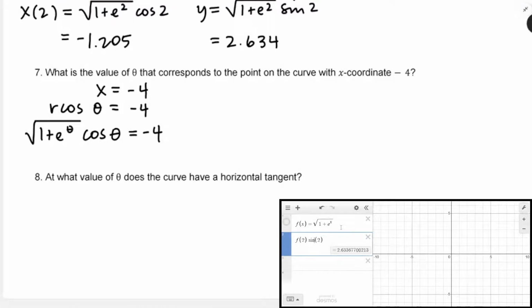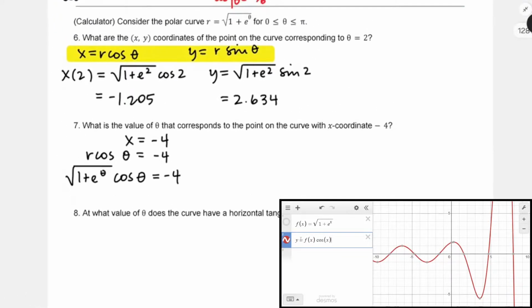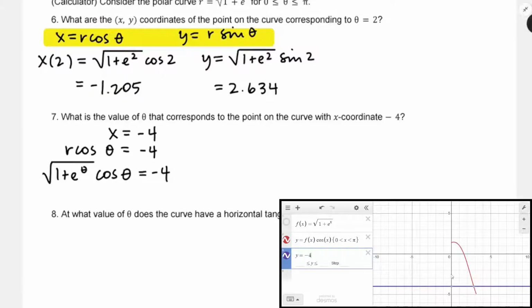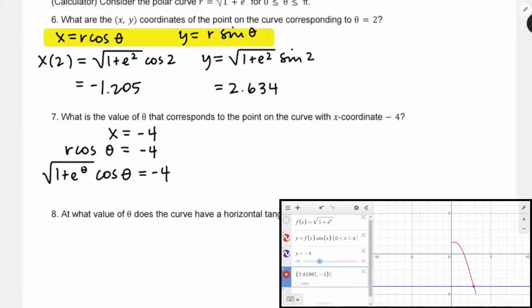But what I'm going to do is actually graph r cosine theta, so y equals f of x cosine x, and I'll just see what is the value of theta. Is there some sort of restriction? Yeah, 0 to pi. So I am going to do that, 0 less than x less than pi. Okay, great. And then I see it running through y equals -4. We see that. We're going to find the intersection, record that, and that's -2.819 or -2.820.